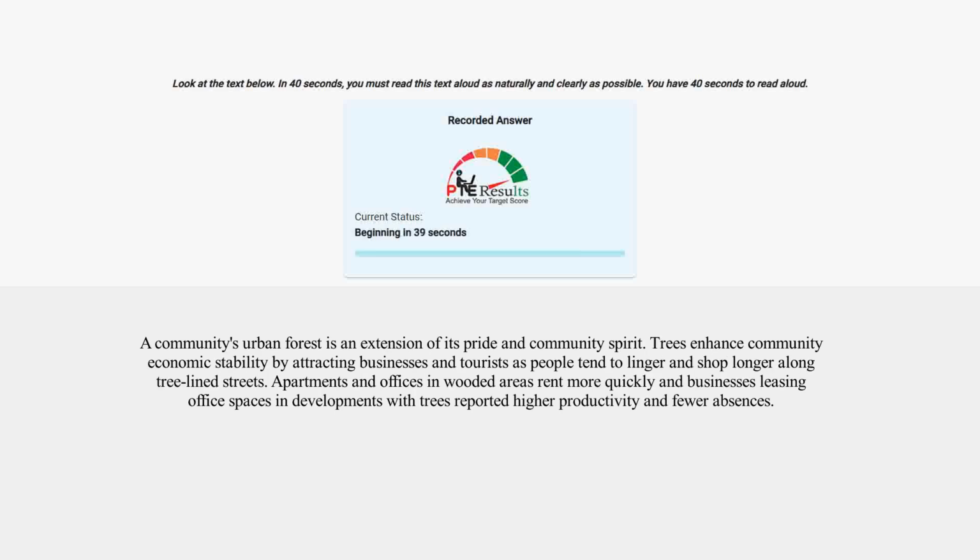A community's urban forest is an extension of its pride and community spirit. Trees enhance community economic stability by attracting businesses and tourists, as people tend to linger and shop longer along tree-lined streets. Apartments and offices in wooded areas rent more quickly, and businesses leasing office spaces in developments with trees reported higher productivity and fewer absences.